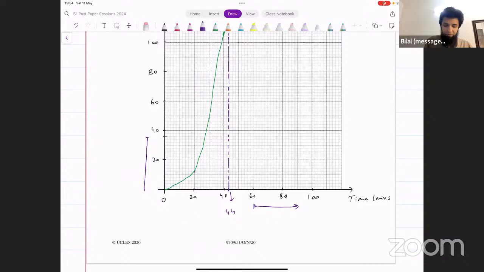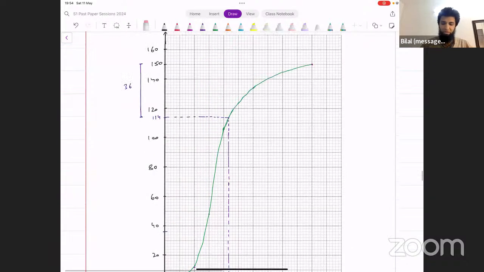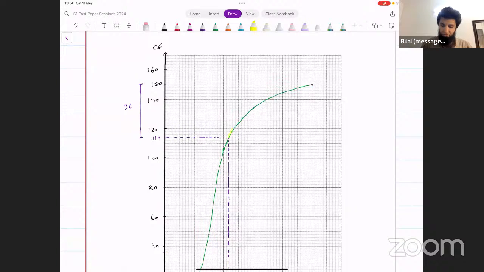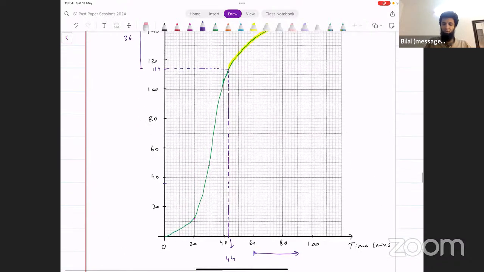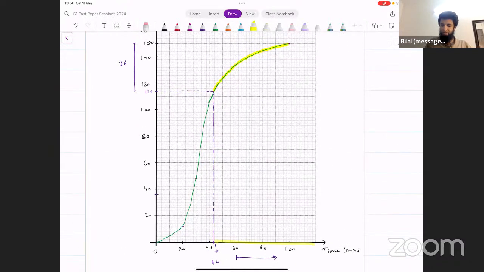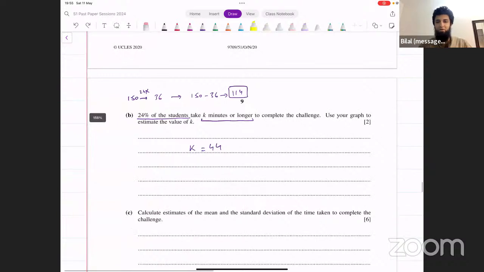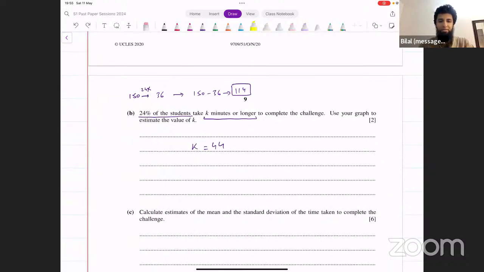And we would be reading this value here, corresponding to 36. But since it's saying more than 36 minutes, we count from the top, right? Because this part of the curve is relevant, right? K minutes or more on the horizontal axis, that means this side. On the vertical axis, that means this side. Make sense? So the value of k that we get in this case is 44. Is that okay? Make sense? No problems? Let's move on.